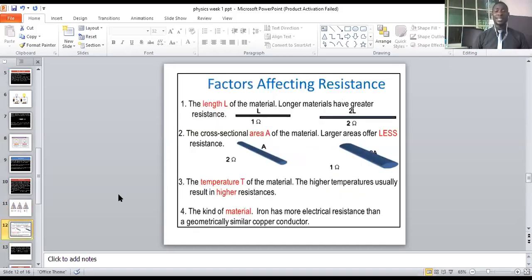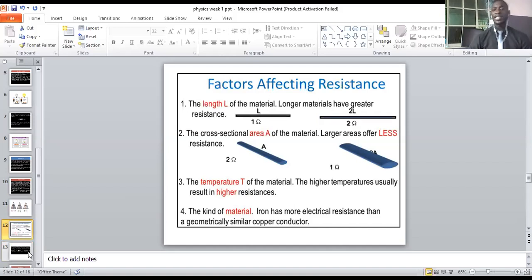Factors affecting the resistance of a material: the length, which is directly proportional to the resistance, that is, an increase in length brings about an increase in resistance. The cross-sectional area is inversely proportional to the resistance, that is, an increase in the area of a material brings about a decline in resistance. Temperature is directly proportional also: an increase in temperature brings about an increase in resistance. And the type of material used: iron has more electrical resistance than copper.